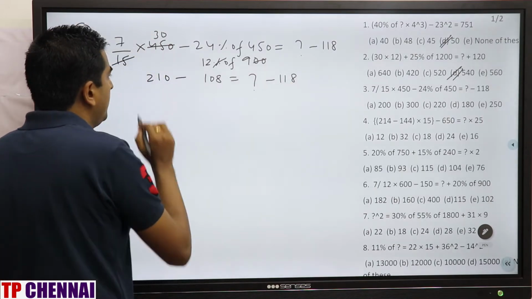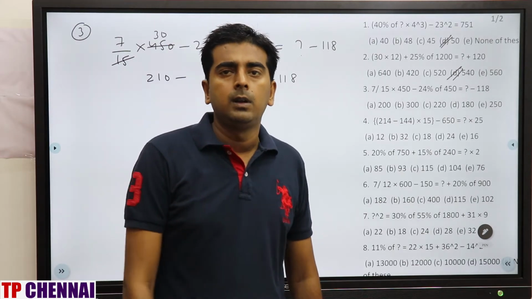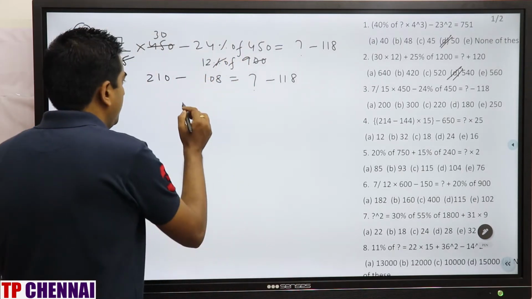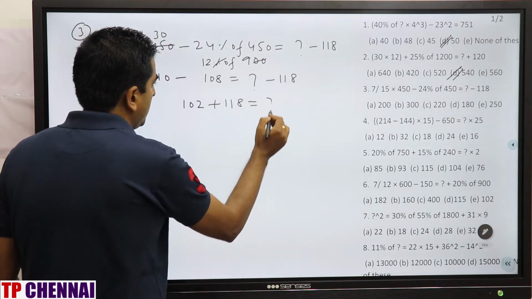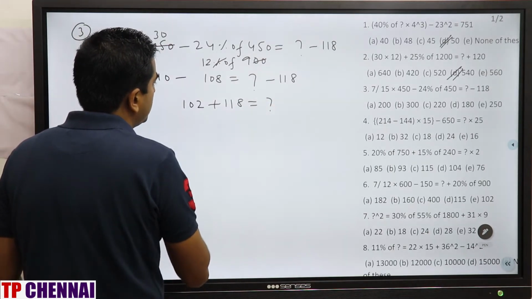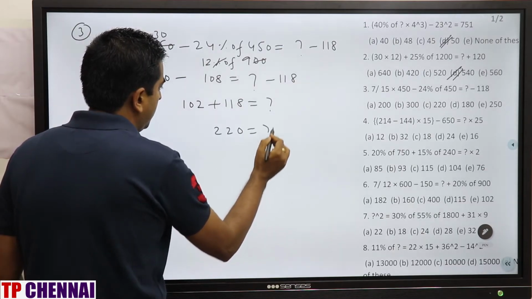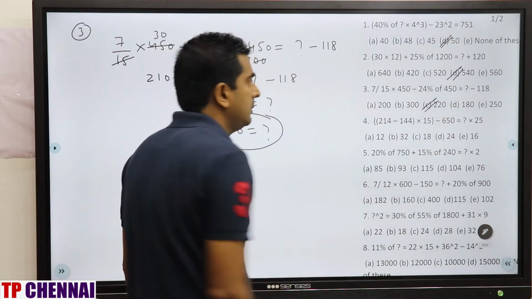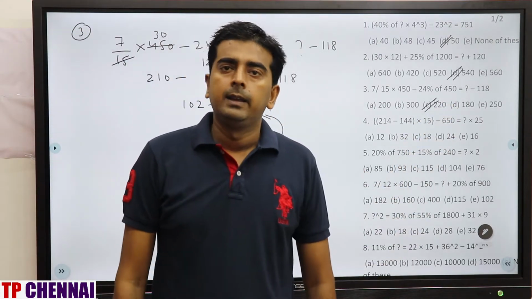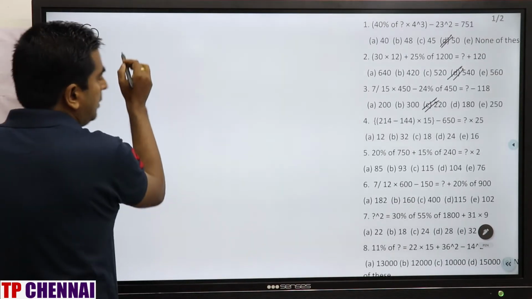This is how much? 210 minus 108. If you add 100, it will become 208, so plus 2, so 102. This will become plus 118 is equal to question mark. So this is how much? 218 plus 2, 220. So question mark is equal to 220, which is nothing but the third option. Clear?